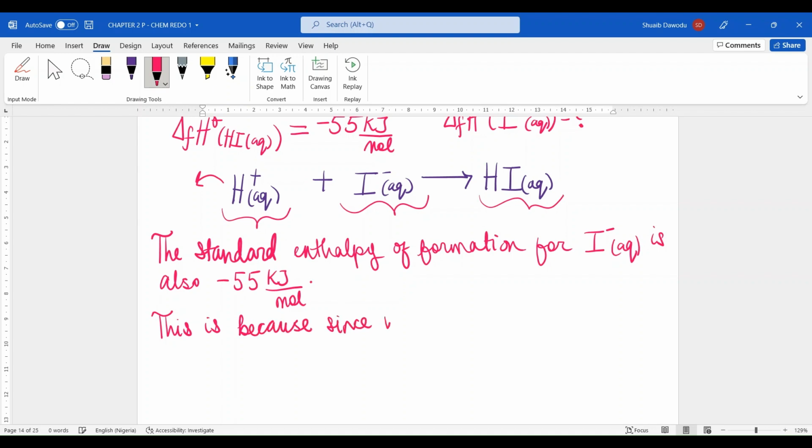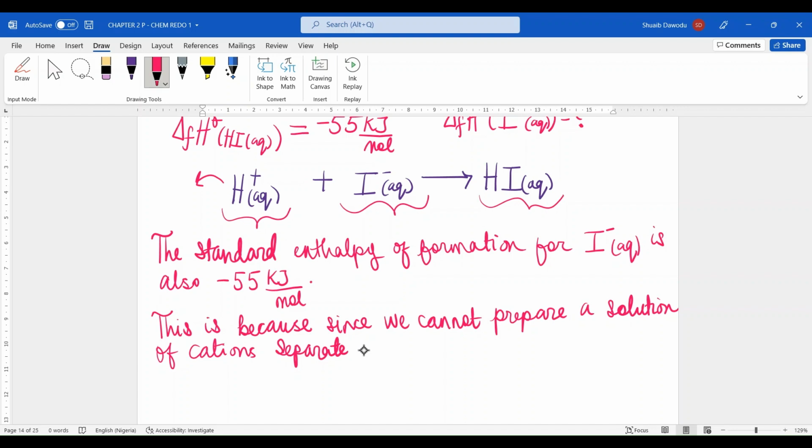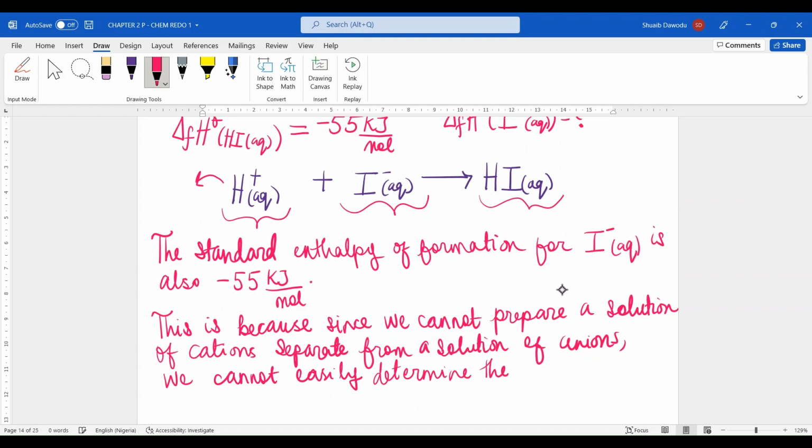since we cannot prepare a solution of cations separate from a solution of anions, we cannot easily determine the standard enthalpy of formation for any ions. So yeah, that is it.